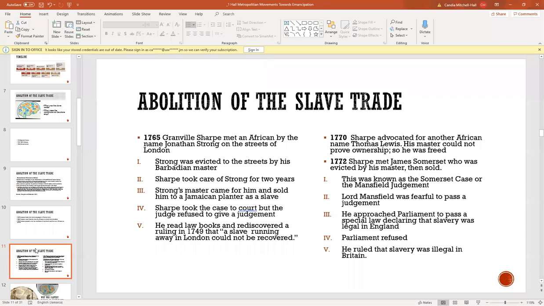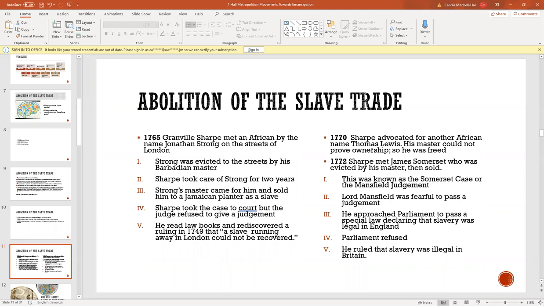And he discovered that in 1749, a judgment was passed that a slave running away in London could not be recovered. So once an enslaved person ran away, you could not claim back that person as your enslaved. That was a judgment that was passed in 1749. Anyway, because no judgment was made when it comes to Jonathan Strong, Sharp really lost the case and Strong was shipped to Jamaica to work on the sugar plantation.